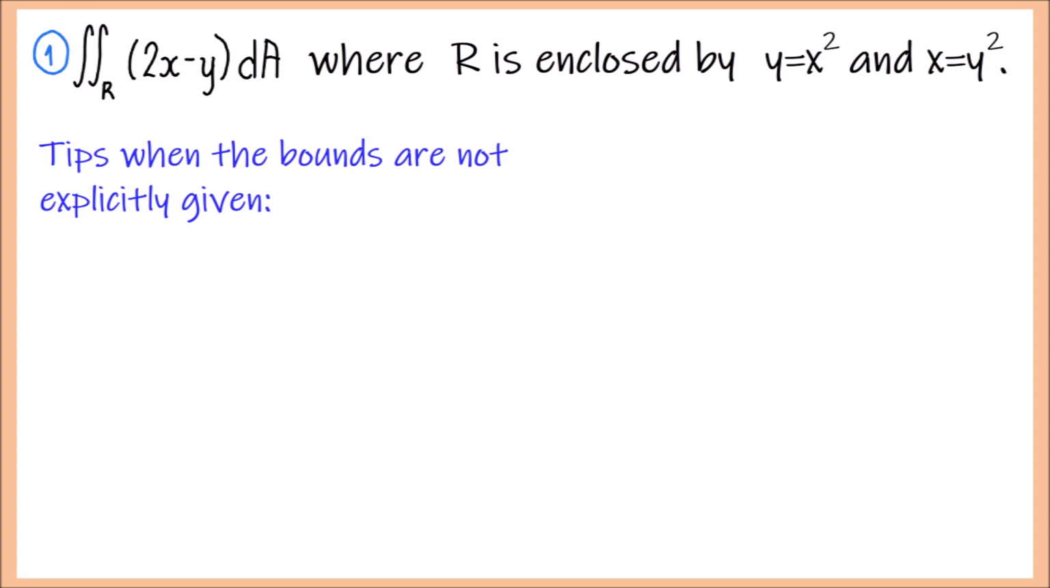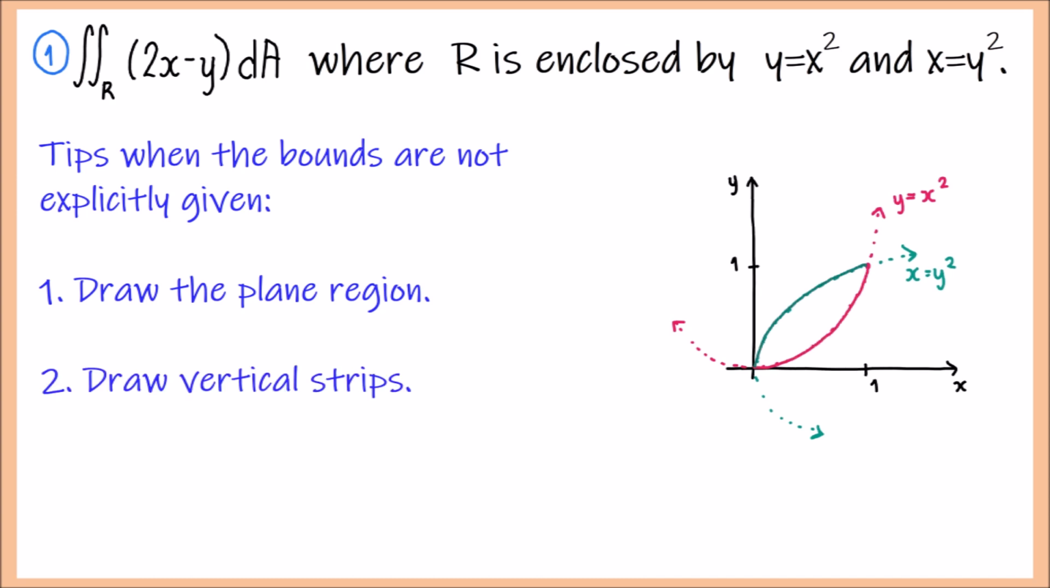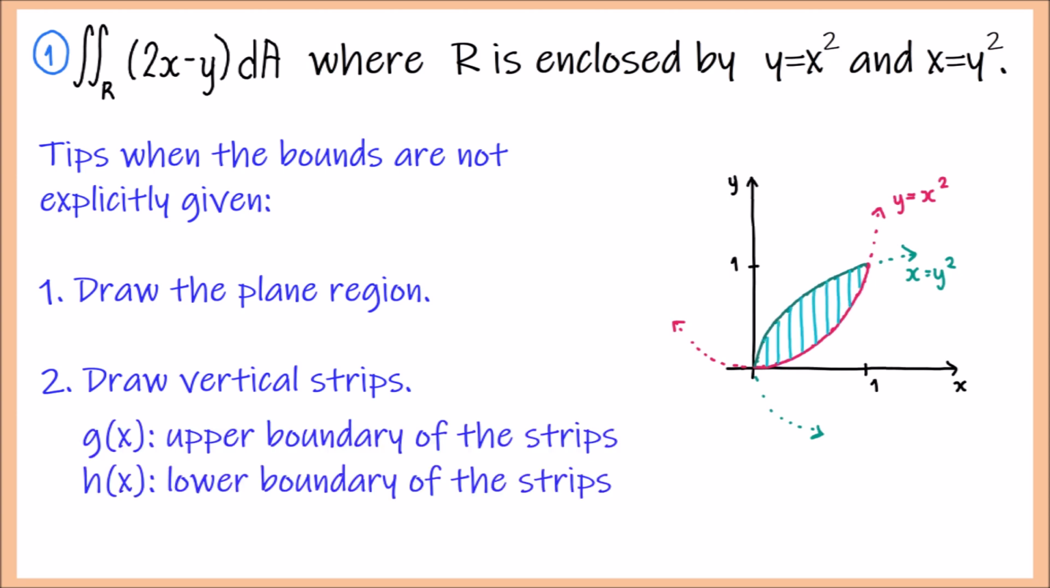When the bounds are not explicitly given, it is essential to draw the region on the plane. So let's start our example. First, let us draw y is equal to x squared. We start with a dotted graph first and do the same with x is equal to y squared. The region enclosed by these two curves is given by this one. Second step is to draw vertical strips. The g of x here, or the upper integration bound for y, is the upper boundary of the strips. And h of x, or the lower integration bound for y, is the lower boundary of the strips.